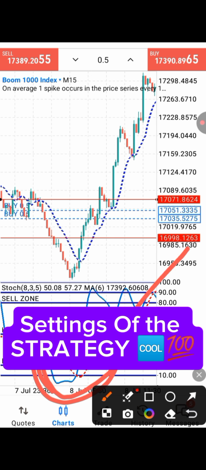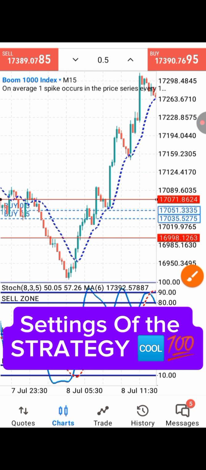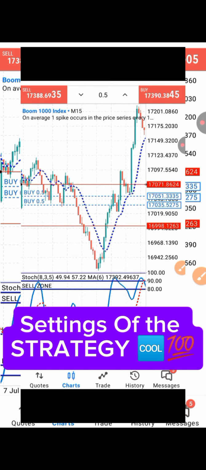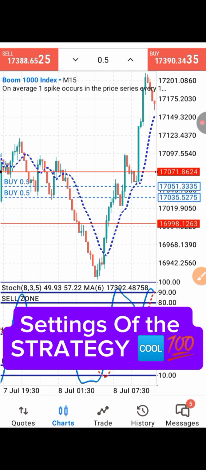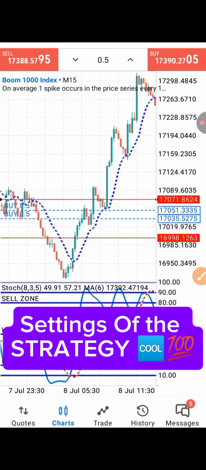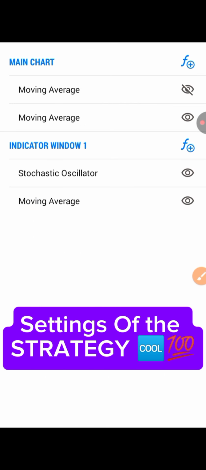So the second entry confirmation has already increased, and also added in this strategy is this blue line. The red line was there on the first strategy, but on the second strategy only this blue line, this boom and crash related indicator, was added. If you look at the structure very well, we have only one indicator added. So let me show you on the main chart so that you are able to see the settings.